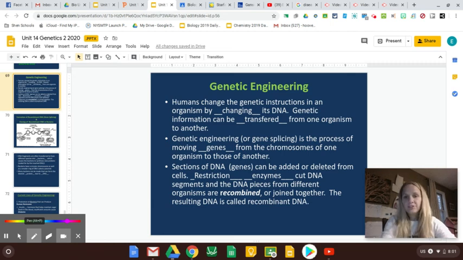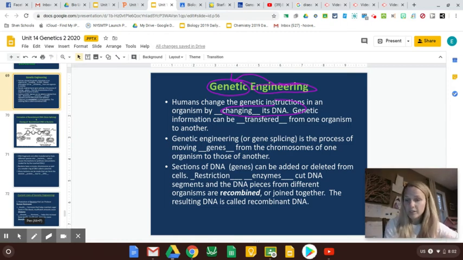All right, so let's talk about genetic engineering. What does it mean to engineer, to be an engineer? They design and build things. So genetic engineering is designing and building genetics. So genetic engineering is anything where you are changing something's DNA. So that cloning we talked about before, that is an example of genetic engineering.